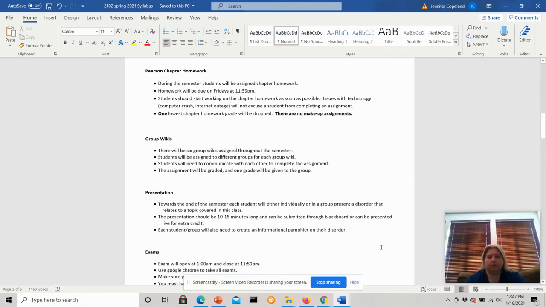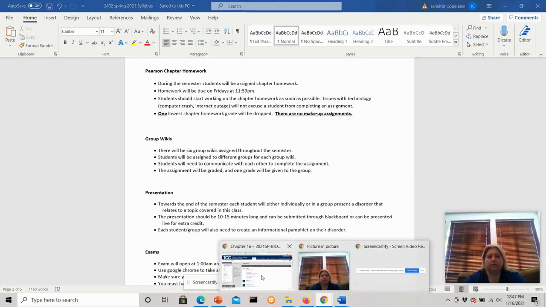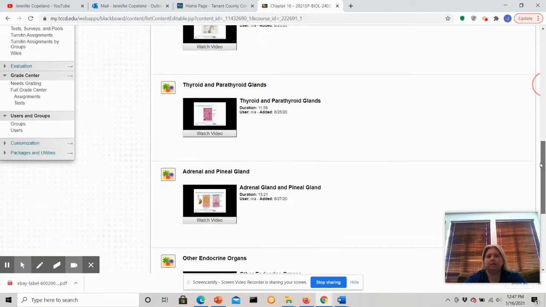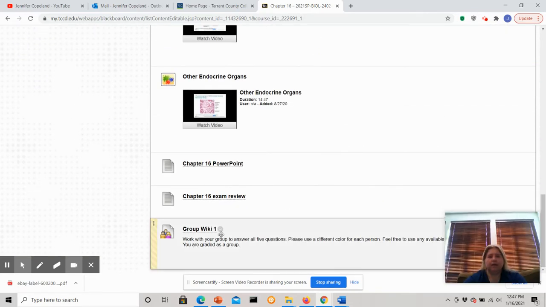Wikis. Yes, let's go to wikis. So you'll find the wikis down here. This is Group Wiki 1. I can't click on it because I'm not in a group, so it's just going to tell me I don't have access. But just click on that, and it should take you to a page, and you should see 5 questions.